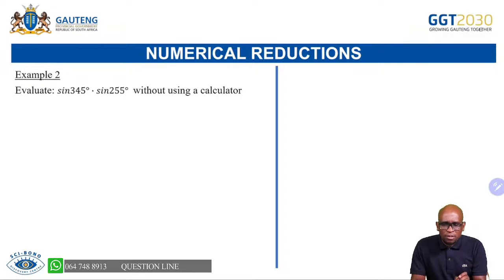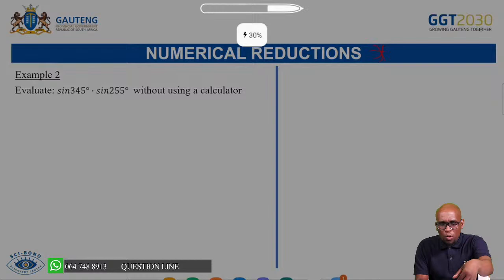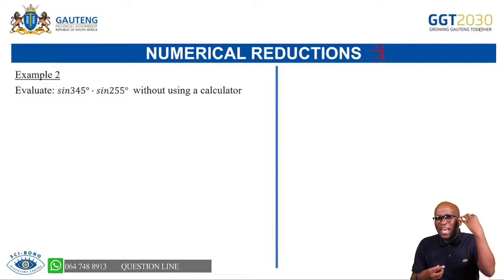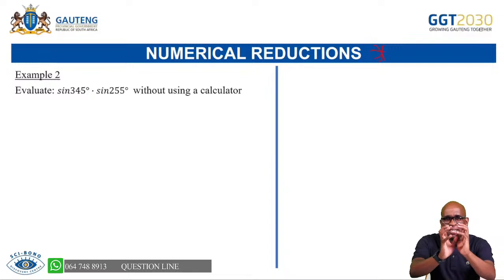Now we look at what we call the numerical reductions. What are numerical reductions? Numerical reductions are reductions where our angles are given in terms of what? Just numerics. It's just numbers. There is no theta, there is no alpha, there is no x, no variable there, just the numerical values.